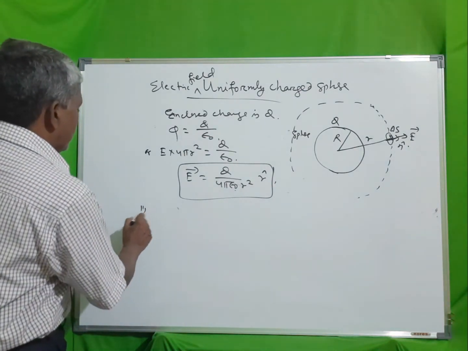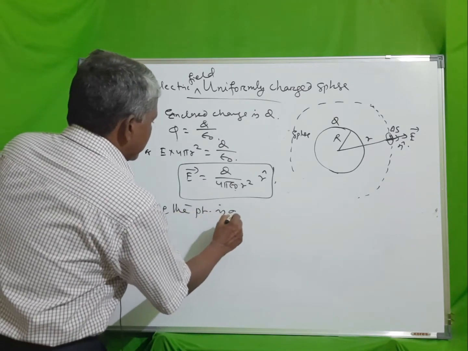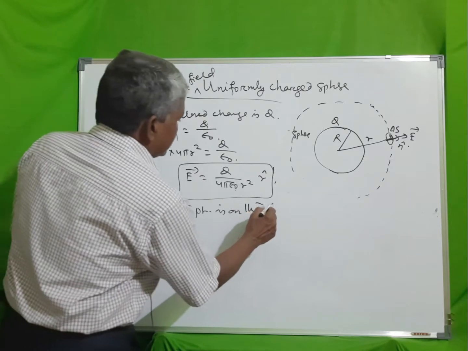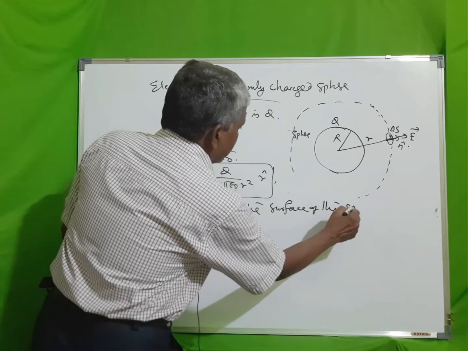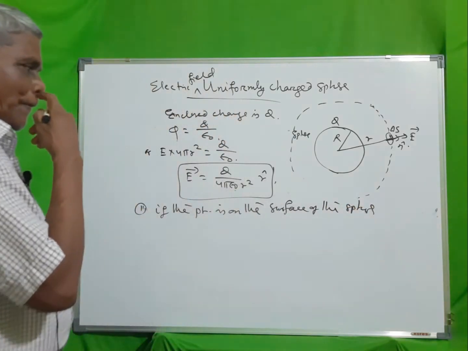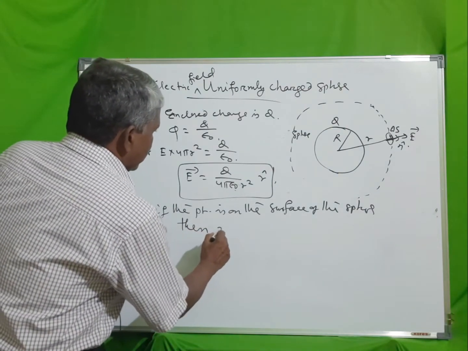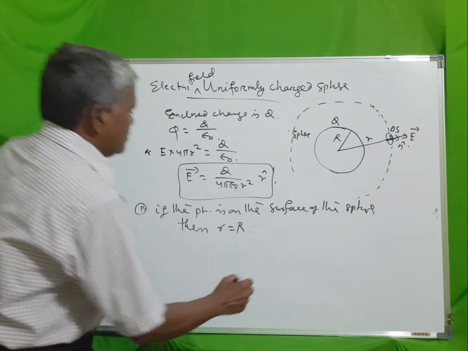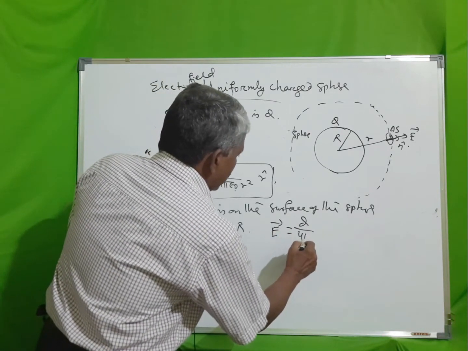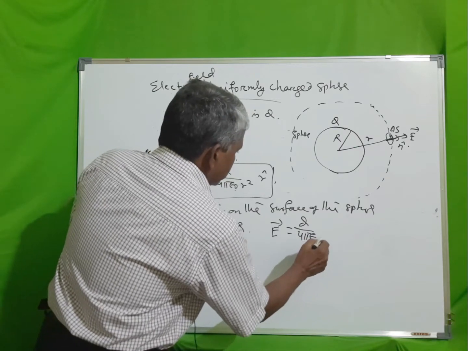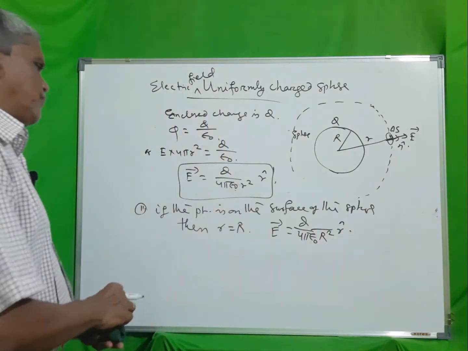Case 2: if the point is on the surface of the sphere, then small r is equal to capital R and E is equal to Q by 4 pi epsilon 0 capital R square r cap.